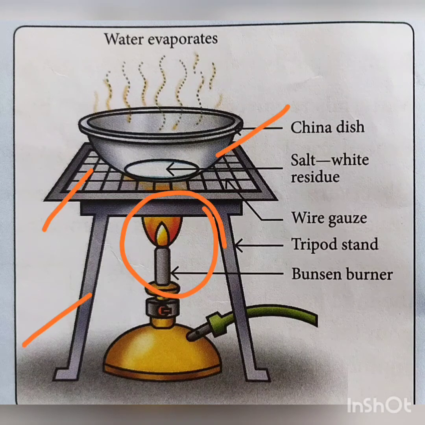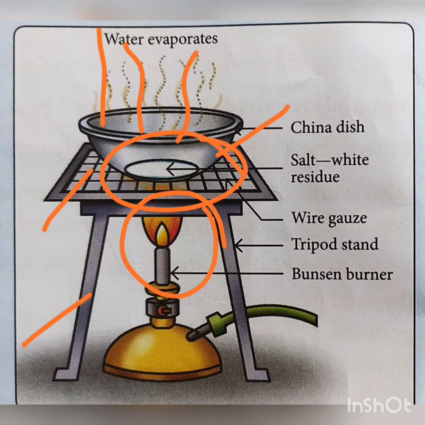We will observe that as the solution gets heated, the amount of solution begins to reduce, indicating the water in the solution is evaporating. When all the water has evaporated, we will find a white residue left behind in the china dish. From this we can conclude that the white residue left behind is the common salt. In this way, the salt is separated from its solution through evaporation.